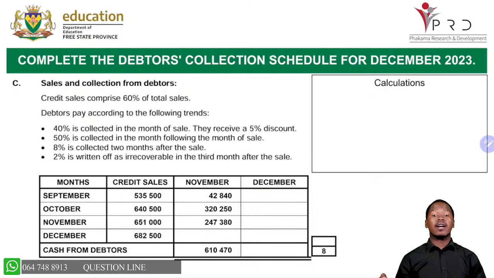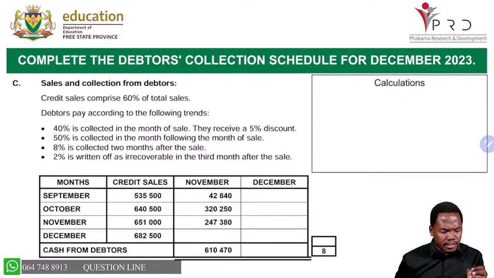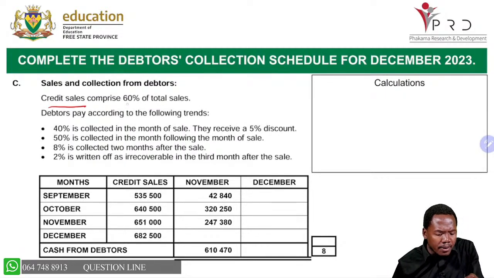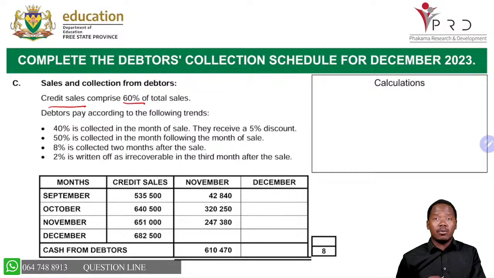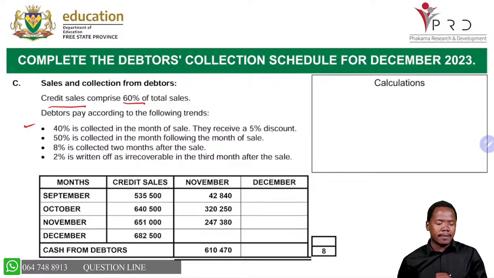Right, next question. Here we need to complete our debtors collection schedule. Now, let us look at the information given to us. They said here, credit sales comprise 60% of total sales. We are going to work this one together in order for us to save time. Right. 40% is collected in the very same month. 50% in the second month.